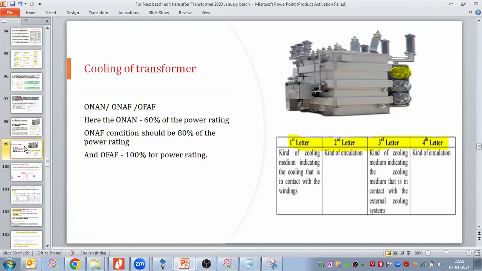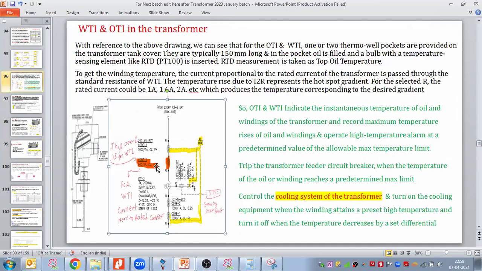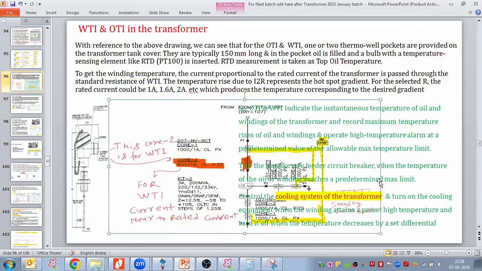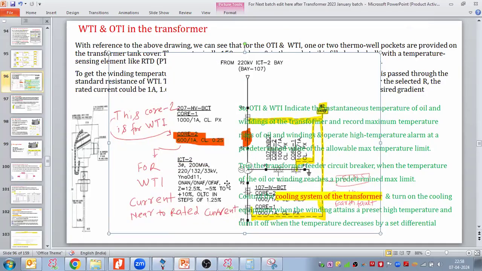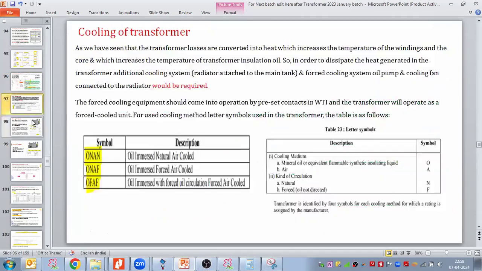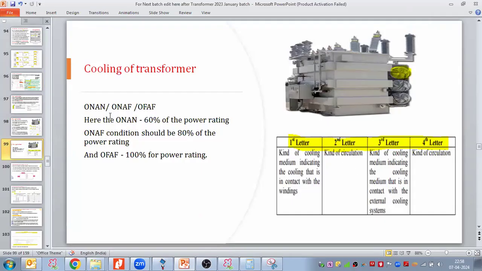Where we take what kind of cooling, and when I'm taking the cooling, how this power is increasing. Let us see this SLD snapshot. They have not written it here, but they have written 200 MVA, but we write here three ratings: the rating on the ONAN, the rating on the ONAF, and the rating on the OFAF as well. Here we can see in this particular diagram ONAN, ONAF, and OFAF. Here ONAN is 60% of the power rating, ONAF should be 80% of the power rating, and OFAF is 100% of the power rating.